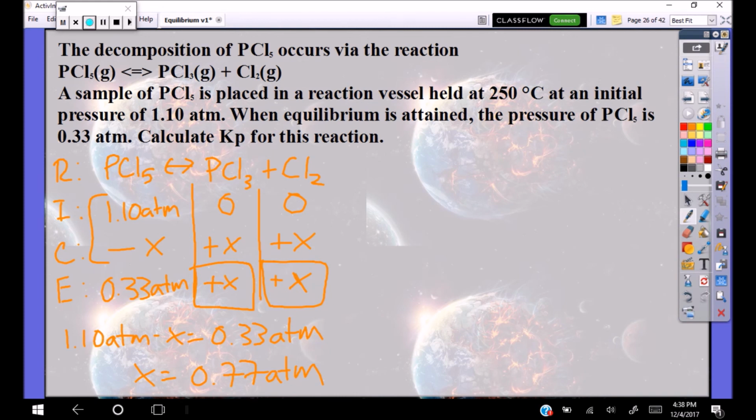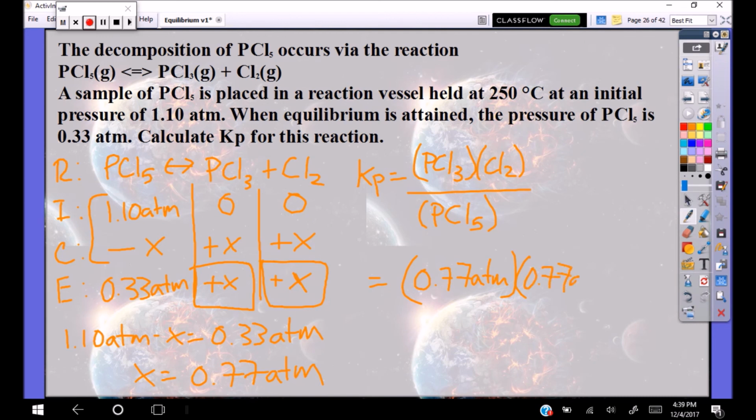So if I want to calculate my Kp, you know that Kp is going to be equal to my products, PCl3 times Cl2 over PCl5. So I can plug that in. I've got 0.77 atmospheres. You could just condense it and say 0.77 squared, but I'm going to show both parts just so we can see the work. One for each. 0.33 atmospheres is my equilibrium concentration on the bottom. We plug in and solve Kp.